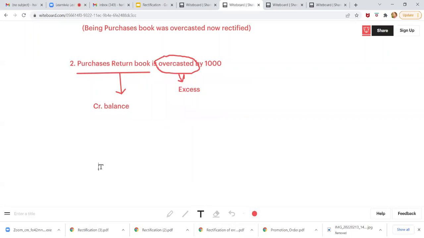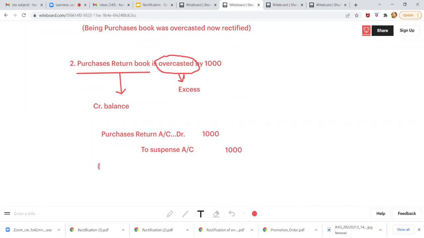So we will debit it. So here, for purchases, we will pass the rectifying journal entry as Purchases Return Account debit to Suspense Account credit, as this is a one-sided error. So we have to create a suspense account to identify the error, with the amount of 1000, right?